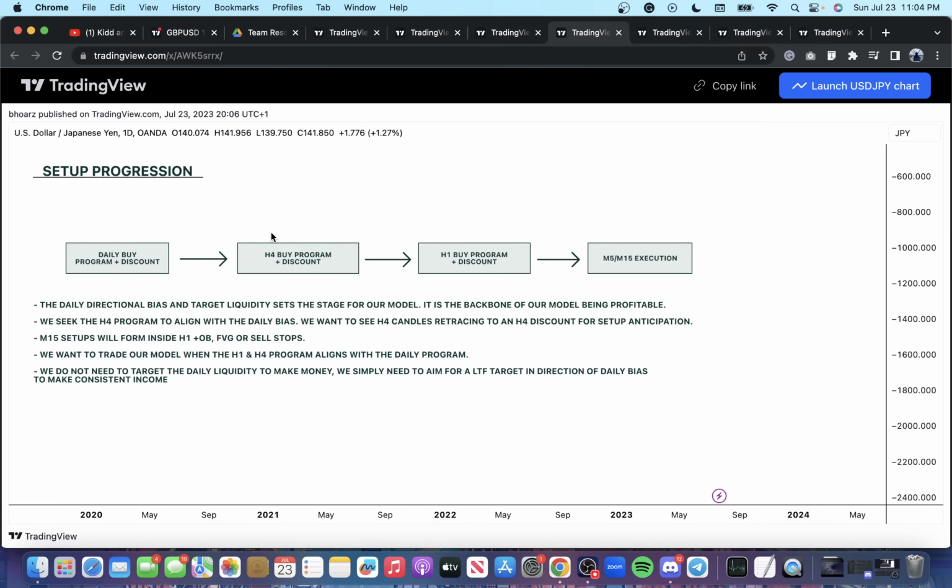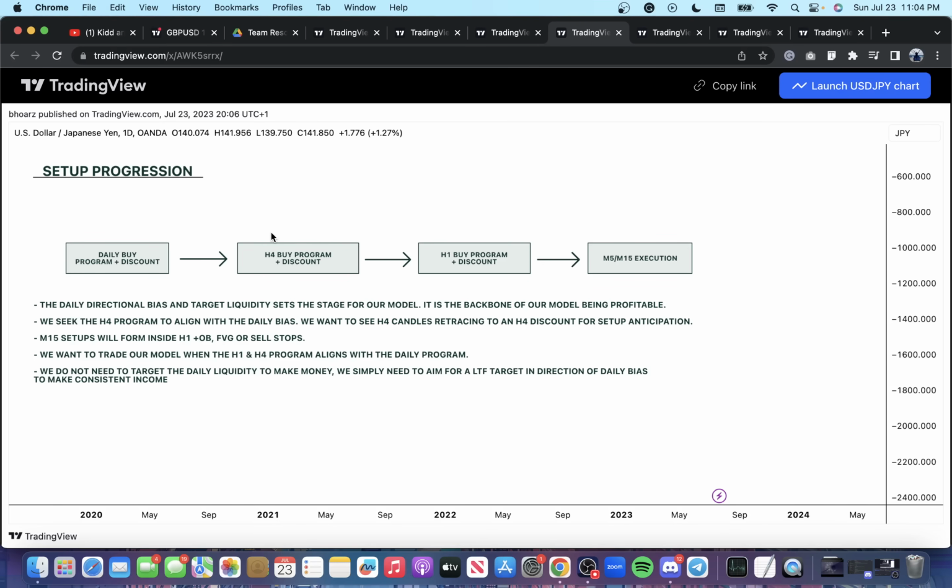So what you're identifying is the daily program. In a buy program, you're looking for the daily program to be a buy or bullish, and then you transpose this to a 4-hour program. And what you're looking for is the 4-hour program to also be a buy program.